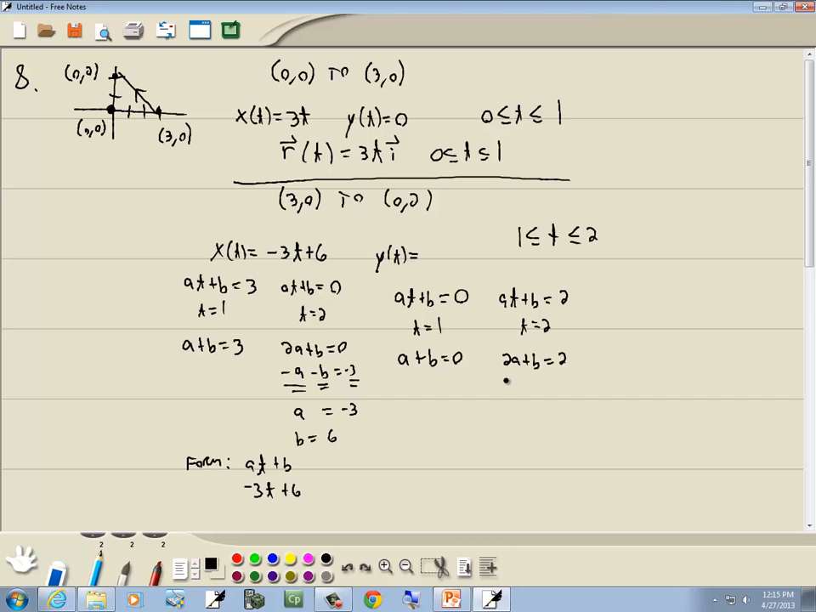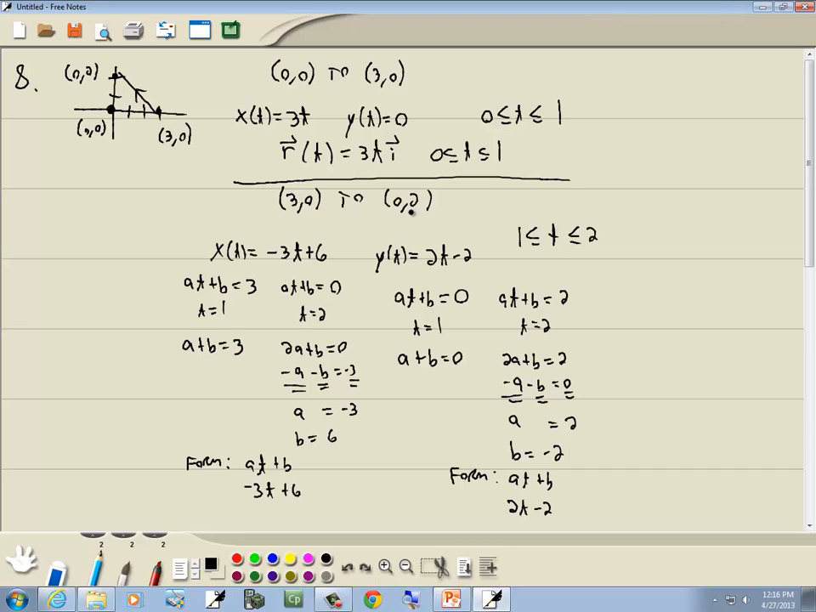Multiply my first equation by negative 1, and we get negative a minus b is equal to 0. Add those. 2a minus a is a, b minus b drops away, 2 and 0 is 2, so we get a is equal to 2, which implies b is equal to negative 2. Now again, our form is at plus b. A we said was 2, so we got 2t minus 2. Let's check it. If I plug 1 in for t, 2 times 1 is 2, minus 2 is 0. That gives us our beginning y value. If I plug in 2, 2 times 2 is 4, 4 minus 2 is 2, gives us our ending y value.